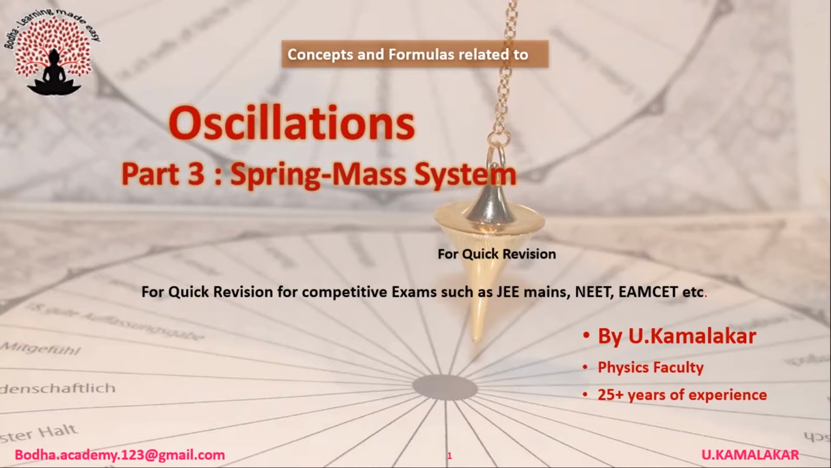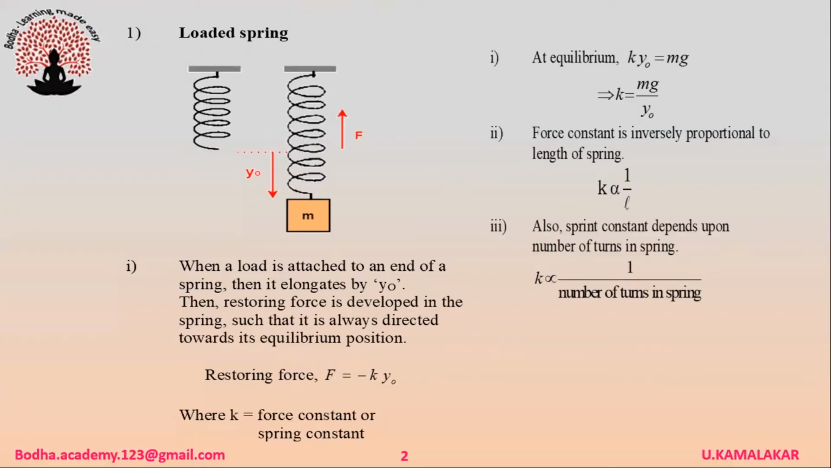In this video, we will be discussing oscillation concepts mainly related to the spring mass system. When a load is attached to an end of a spring, it elongates by y naught. Then a restoring force is developed in the spring such that it is always directed towards the equilibrium position. The restoring force is given as F equals minus K y naught, where K is a constant known as spring constant or force constant.